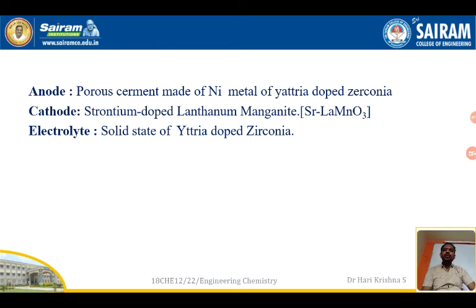Anode is a porous cermet made of nickel metal and yttria doped zirconia, whereas cathode is strontium doped lanthanum manganite. As discussed earlier, the electrolyte is solid state yttria doped zirconia. Since the electrolyte used is in solid state, it is called a solid oxide fuel cell.